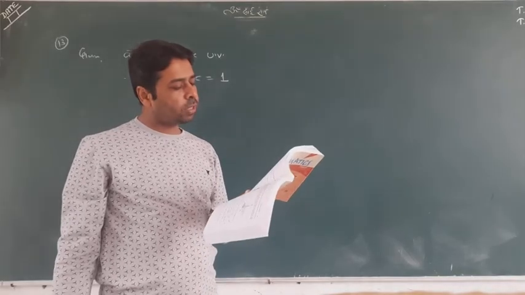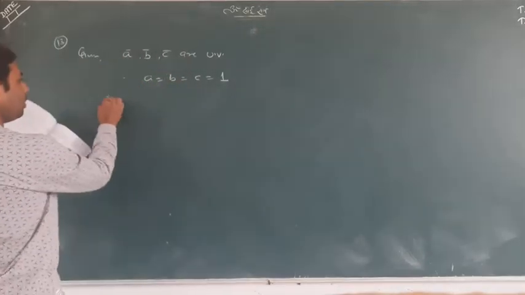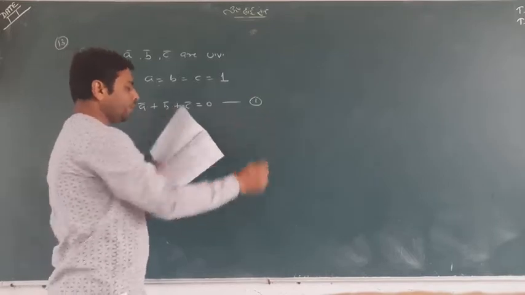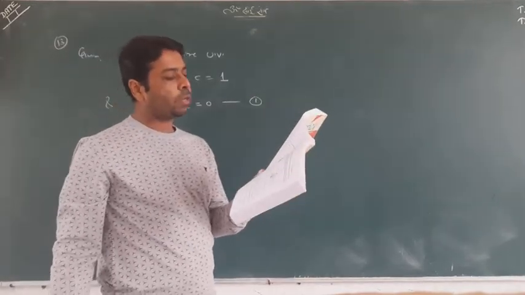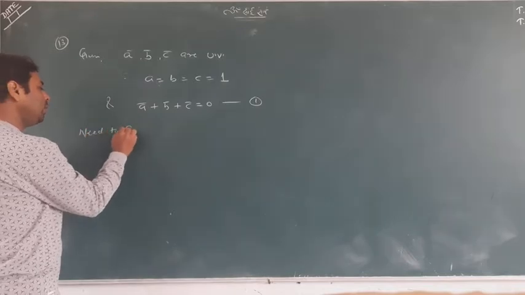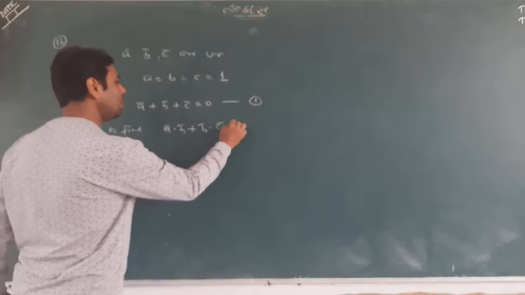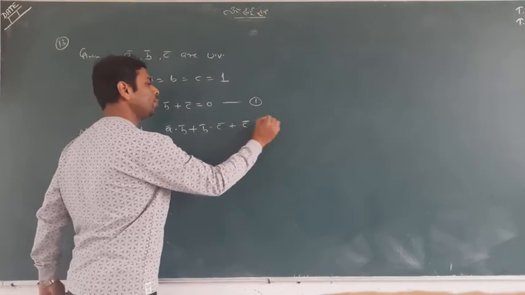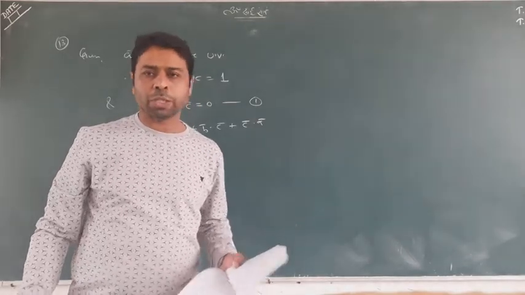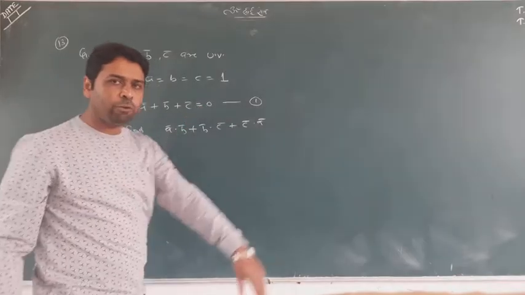Okay, now next, we are given A plus B plus C is equal to 0. It is given. What we need to find out? Find the value of A dot B plus B dot C plus C dot A. What will be the answer? It's a very good question, but it's very easy, I tell you.